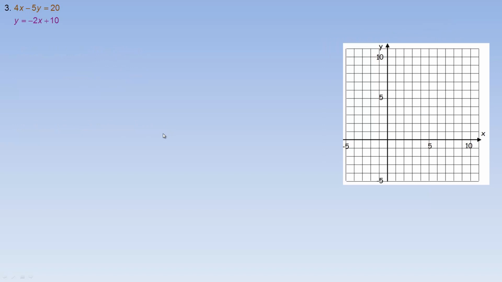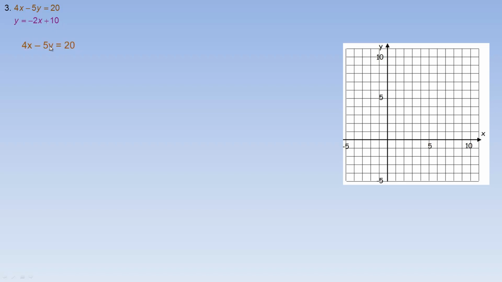Question number 3. Now the first line isn't in y equals mx plus b form. It's kind of close to standard form, but not quite. So we're going to rearrange it into y equals mx plus b form. The second one is in that form, so we can just use the slope and the y-intercept for that one. So let's start by writing this one down.